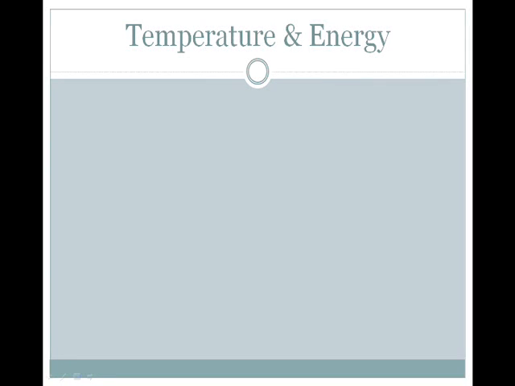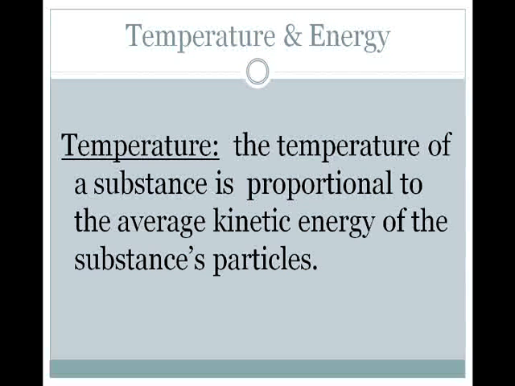Alright, today we're going to look at temperature and energy and also how they relate to one another. Now, this is just the definition of temperature. The temperature of a substance is proportional to the average kinetic energy of the substance's particles. And we've talked about this before. If particles are moving a lot, then the temperature is higher. When we lower the temperature, the particles start to move less, which is what kinetic energy is.